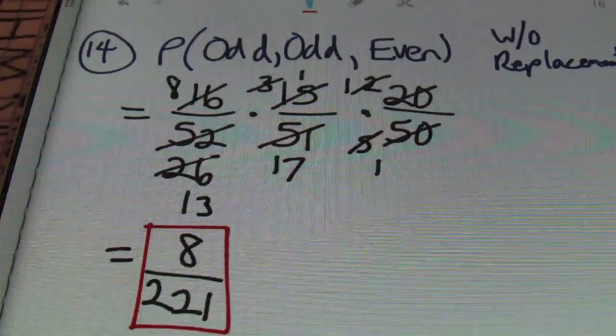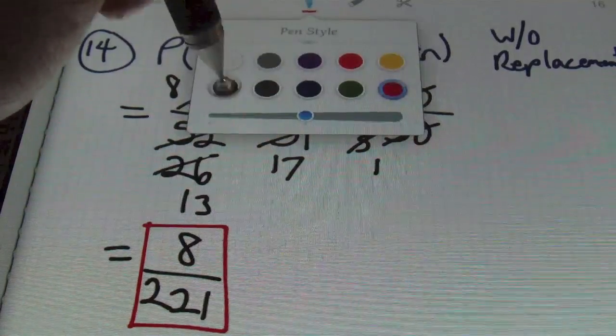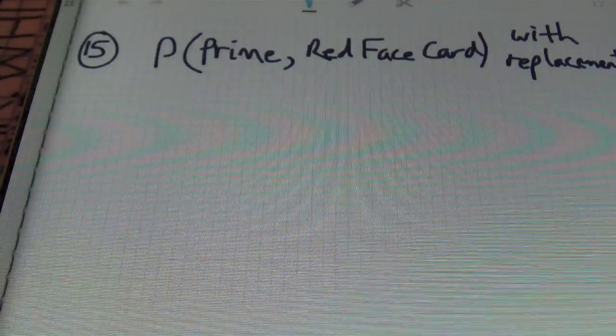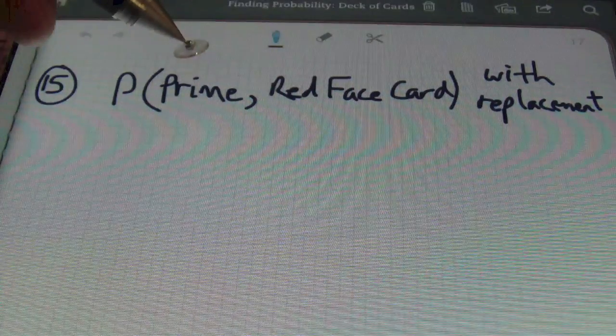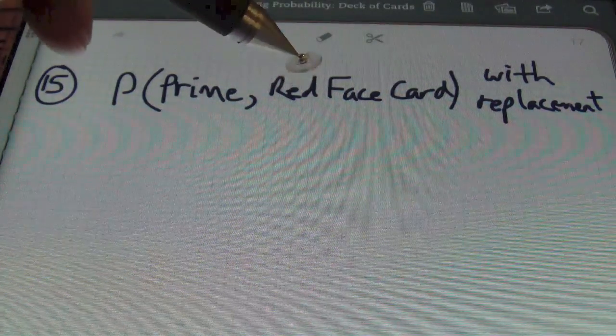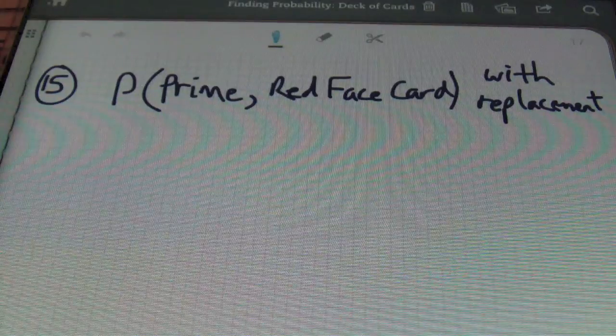All right, let me keep that steady for you. There you go. All right, that was problem number 14. Moving on. Problem number 15, ladies and gentlemen. We have find the probability of pulling out a prime number and then a red face card, and we're going to do that with replacement.